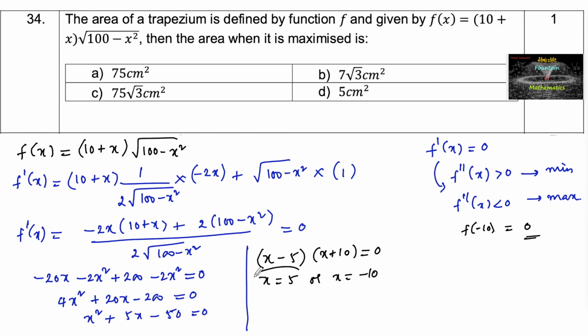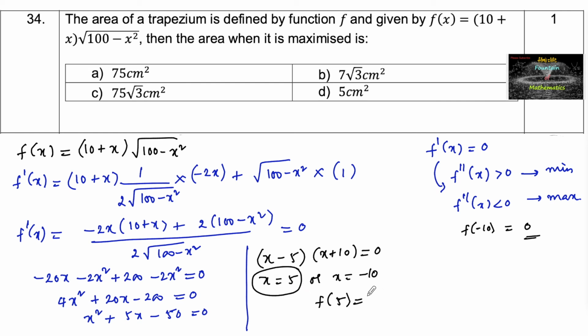So let us consider x is equal to 5. Generally we need to substitute x is equal to 5 in the double differentiation. We have to do it, but since it is an objective question, easily among the two values 5 and minus 10, minus 10 cannot be, because if we are getting 0 it cannot be maximum.